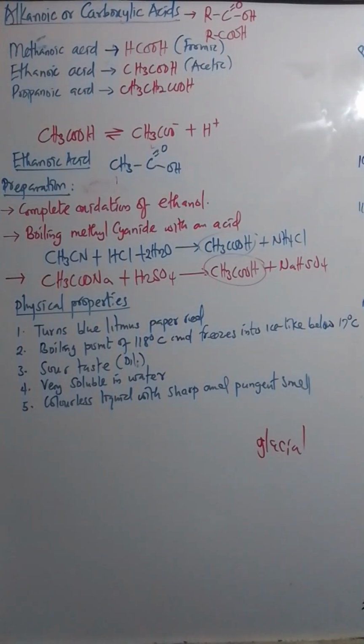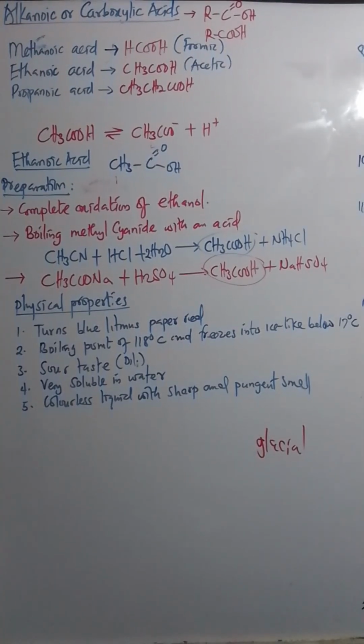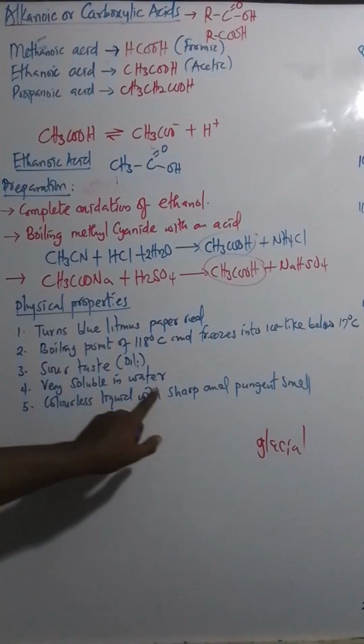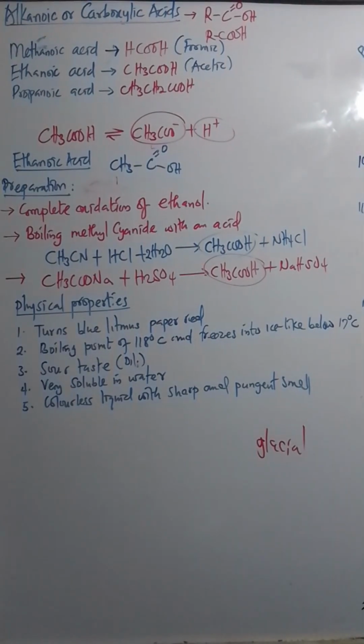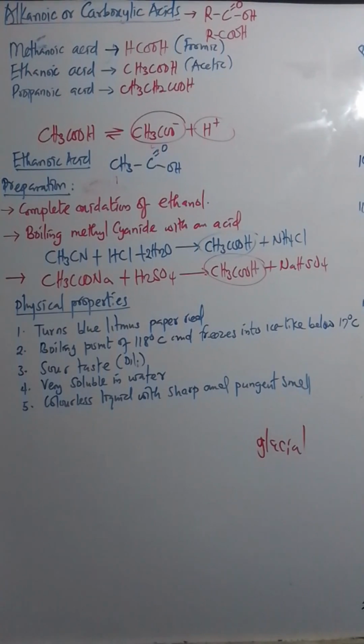You know, when you talk about glaciers, you talk about those giant ice masses at the poles. They are very solid water. Why? Because they are polar. Ethanoic acid is polar in nature, and it is a colorless liquid with a sharp and pungent smell. It has a characteristic sharp and pungent smell that tells you that this is ethanoic acid.